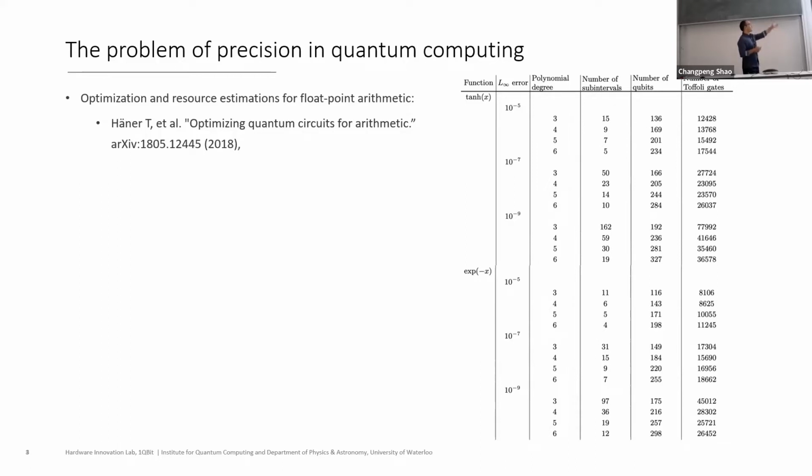So these are a couple of rows of a larger table that they have, but as you see, the number of Toffoli gates that you would have to use to calculate a hyperbolic tangent or exponential of a real number gets to 10 to the 4, 10 to the 5 magic states, for example. These are logical resources, and then the number of physical qubits and physical gates that you would have to use is just really large.